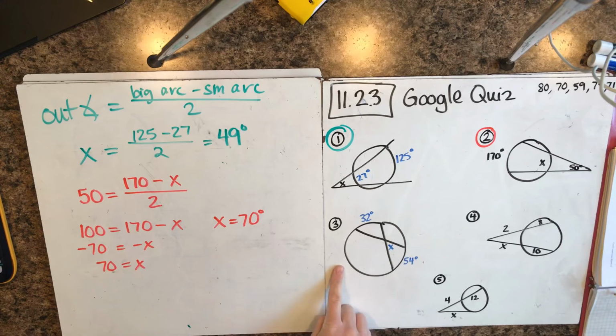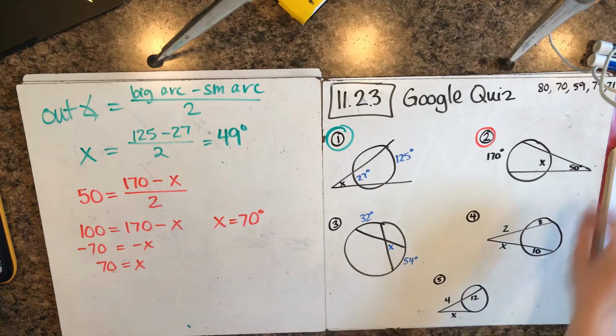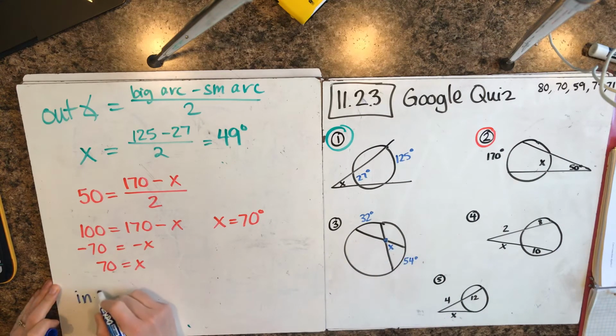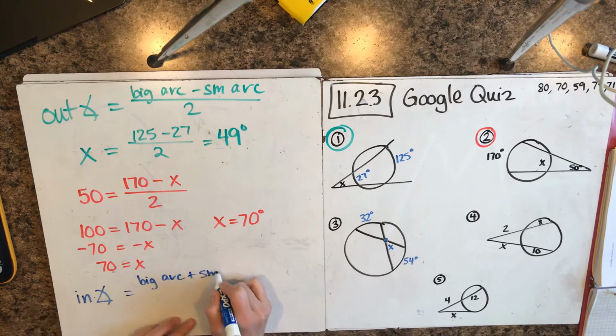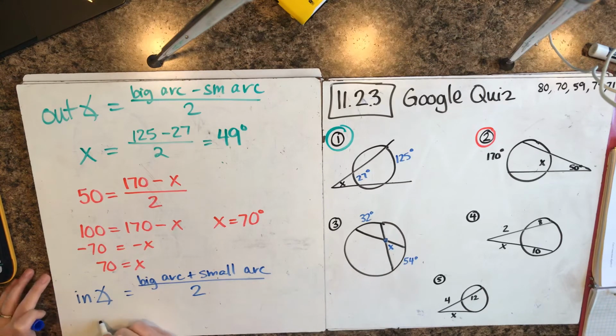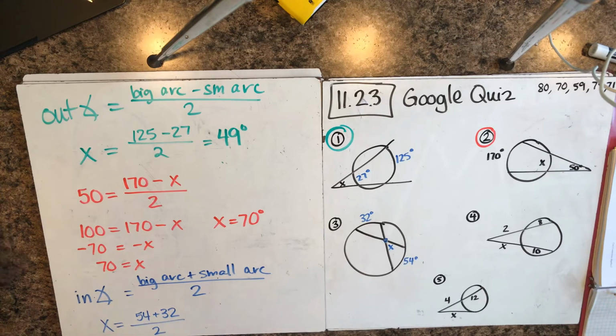Okay, next for number 3, again we're talking about angles, and these lines cross on the inside of the circle. So when I'm doing an inside angle, I take the big arc plus the small arc and then divide by 2. We don't know the angle, so I'm just going to put x equals, the big arc is 54 plus the small arc 32, and divide by 2. And same thing here, just like when you're taking any other average, you first have to add those numbers and get 86, and then divide by 2 and get 43 degrees.